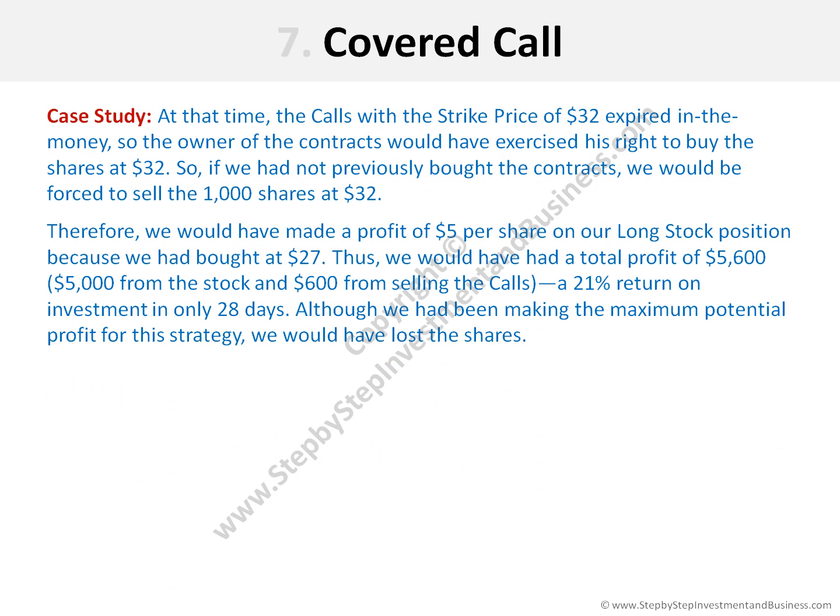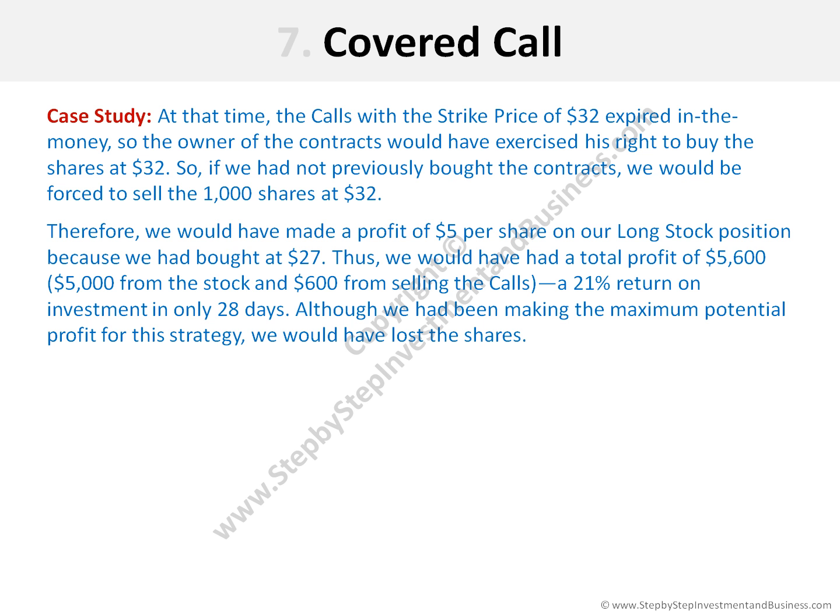At that time, the calls with the strike price of $32 expired in the money, so the owner of the contracts would have exercised his right to buy the shares at $32. So, if we had not previously bought the contracts, we would be forced to sell the 1,000 shares at $32. Therefore, we would have made a profit of $5 per share on our long stock position because we had bought at 27.